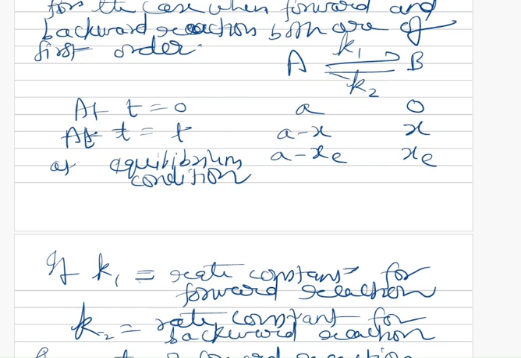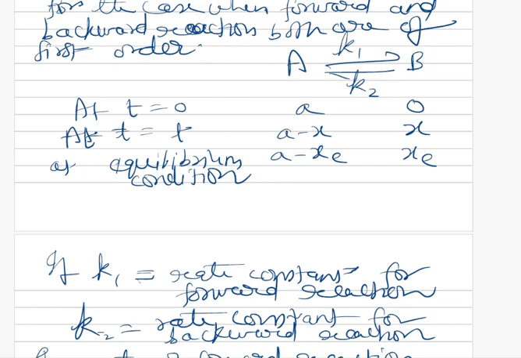And these are the conditions: initially when t is equal to 0, concentration of A is a and concentration of B is 0 because B is not formed initially. And at time t, the amount of product formed is x and the concentration of reactant is a minus x. And at the equilibrium condition, the concentration of product is xc and the concentration of reactant is a minus xc.